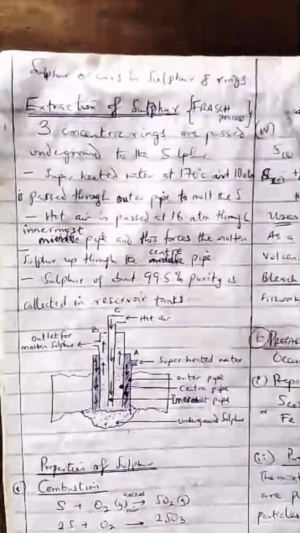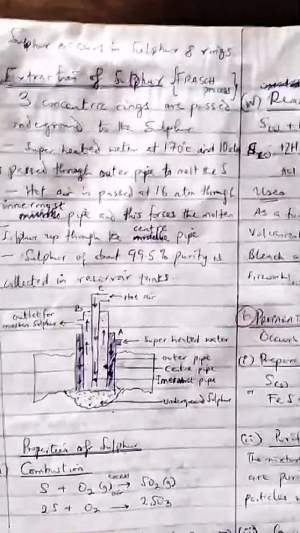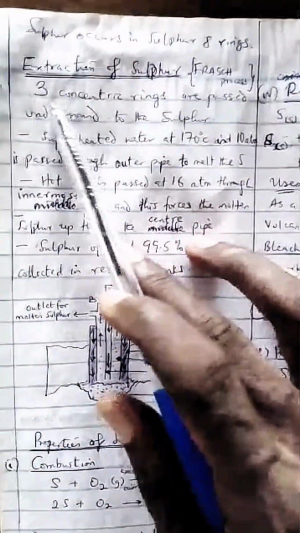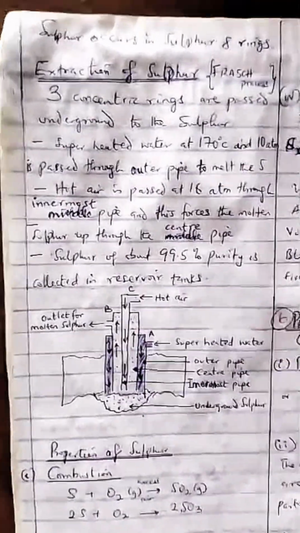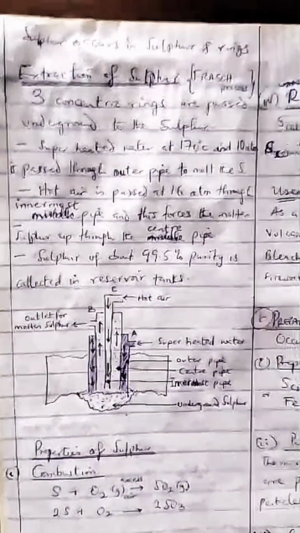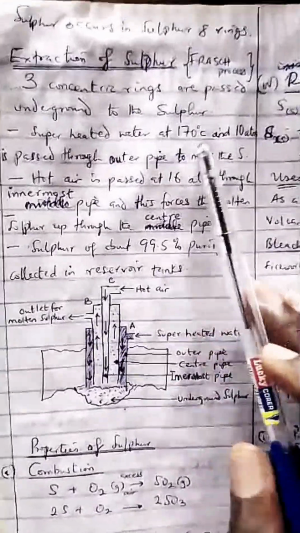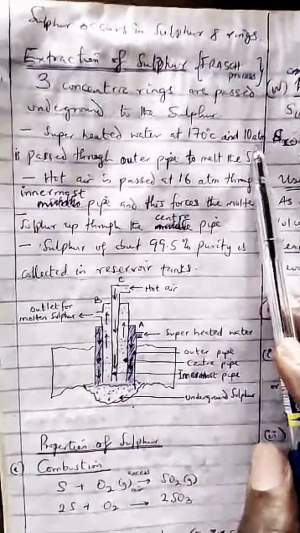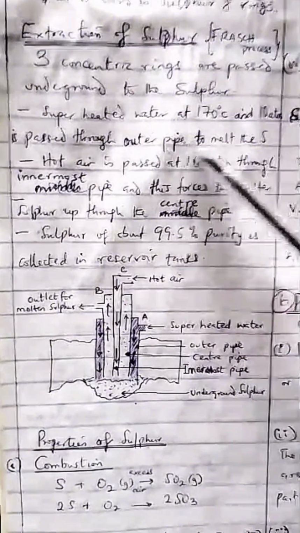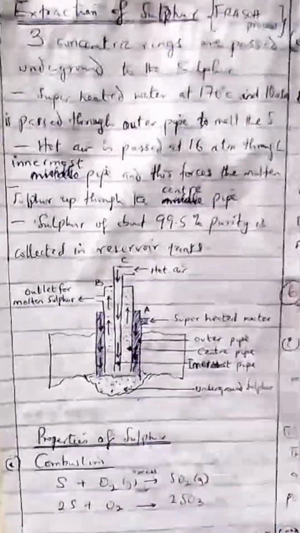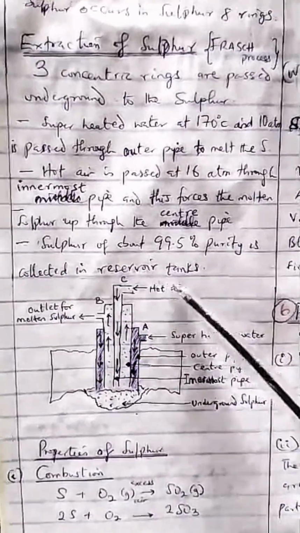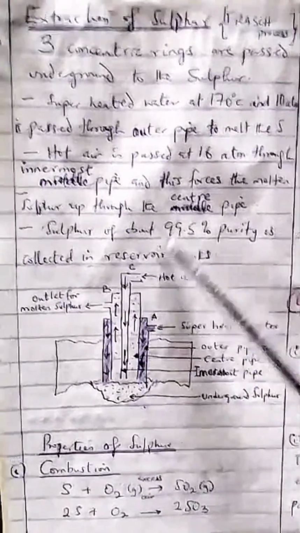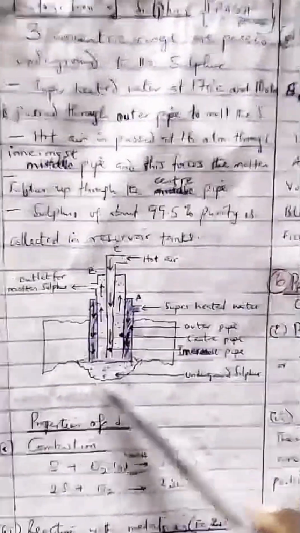The extraction of sulfur is known as the Frasch process. In this process, three concentric pipes are passed into the ground to the sulfur. Superheated water at about 170 degrees centigrade and 10 atmospheres pressure is passed through the outer pipe to melt the sulfur, which is on the ground.